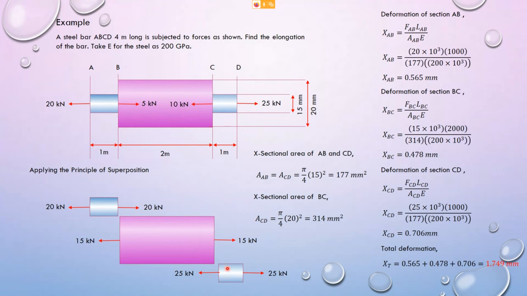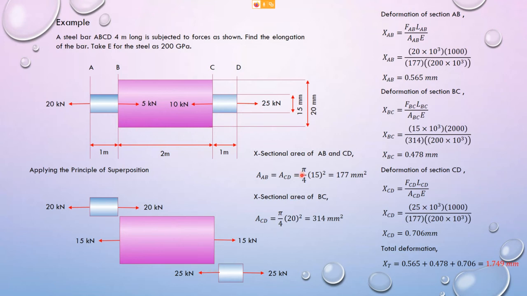So the third part, section CD, now has 25 kilonewton. For the equilibrium of this section, I must consider a force in the opposite direction with the same magnitude, so 25 kilonewton. So we have done the principle of superposition, and we have found all the forces at each section.